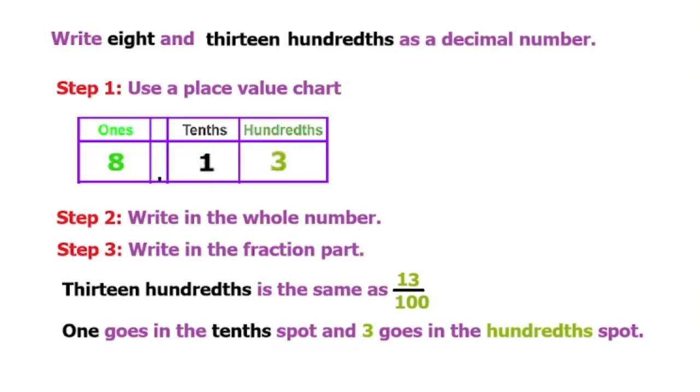Okay? And the final result, if we write it out as a decimal, is 8.13. So that's the answer to writing 8 and 13 hundredths as a decimal.